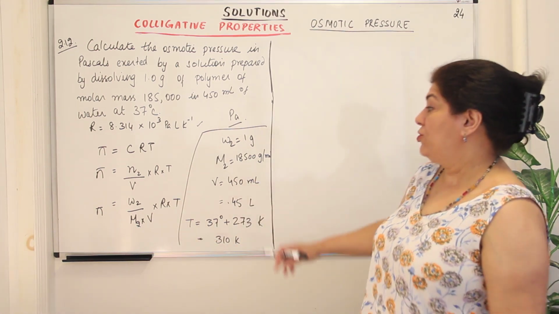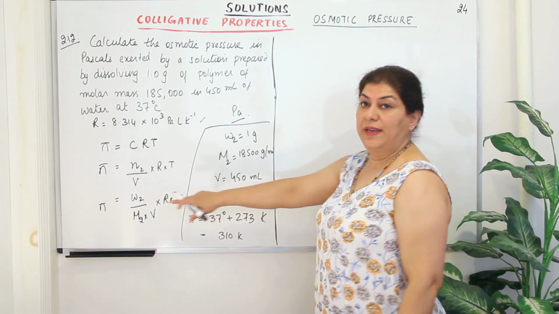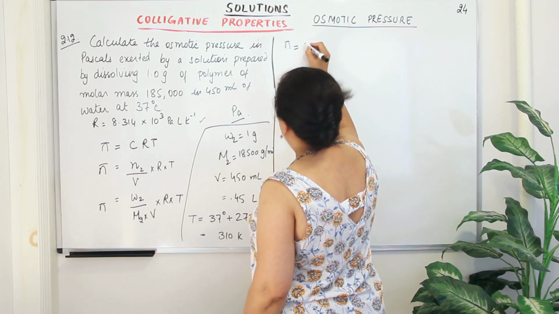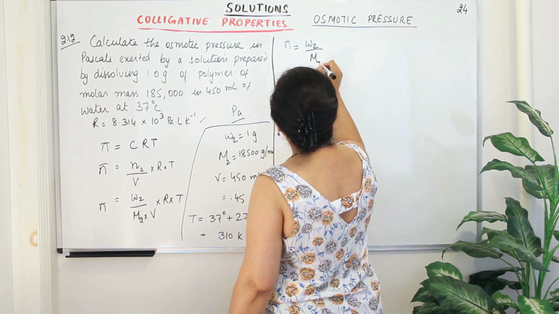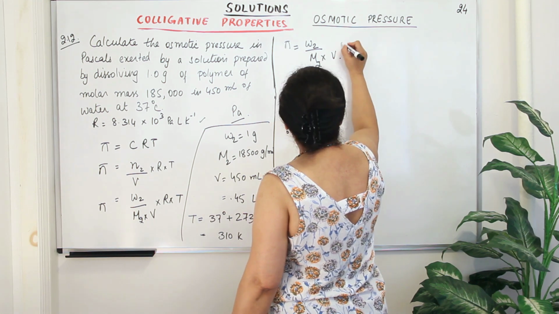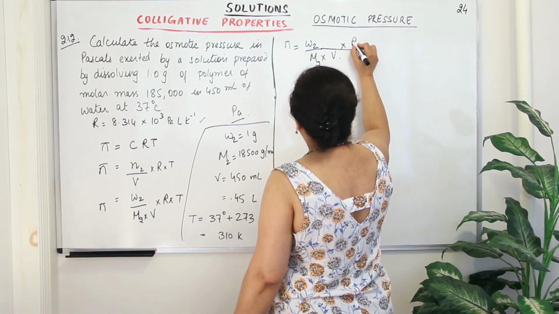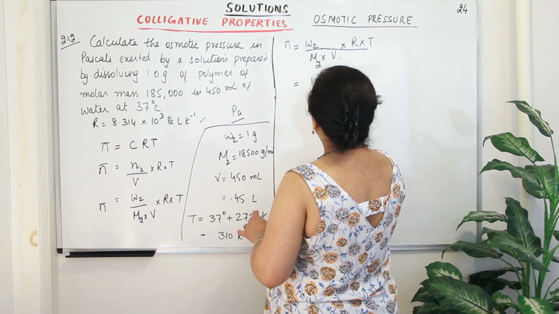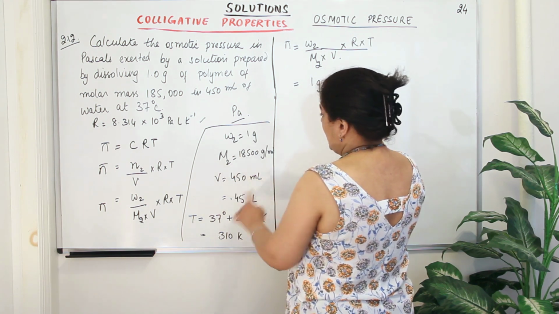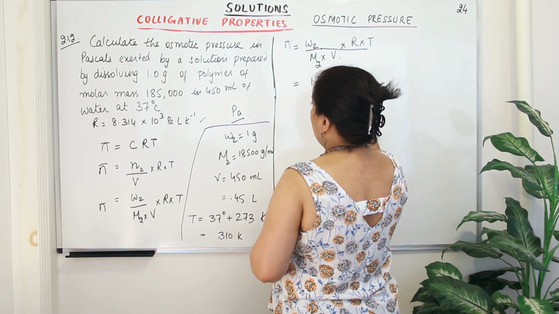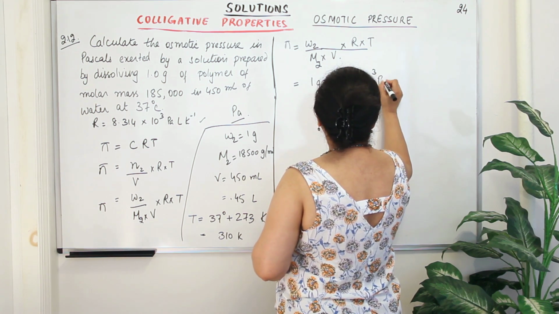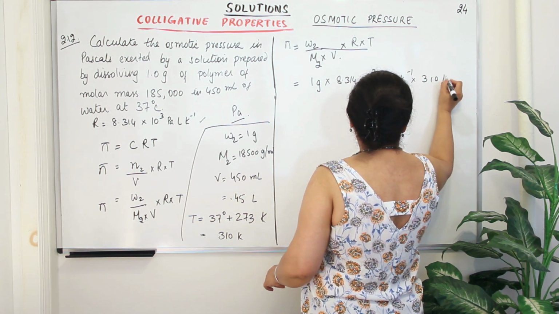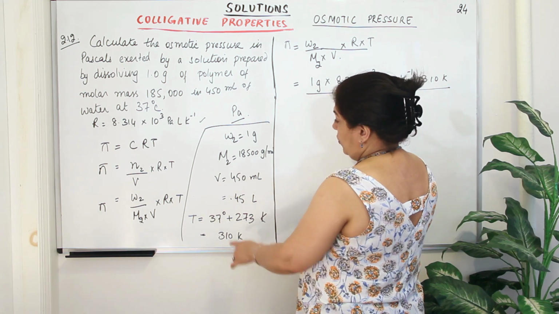And what are you supposed to calculate? You're supposed to calculate pi. So now let us find out the value of pi by substituting all these values. Pi is equal to W2 upon M2 into V into R into T. So this becomes equal to, let's write all the numerators first, W2 is 1 gram into R, which is 8.314 into 10 to the power 3 pascal liter per Kelvin, and temperature is 310 Kelvin, divided by, what is M2?